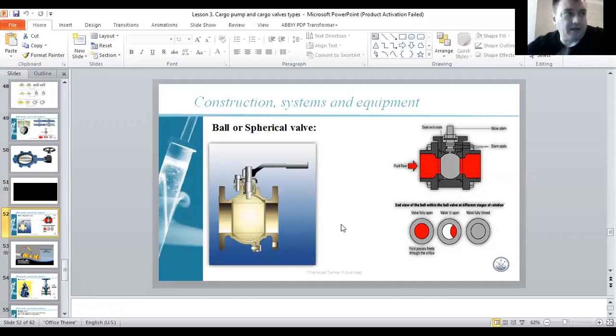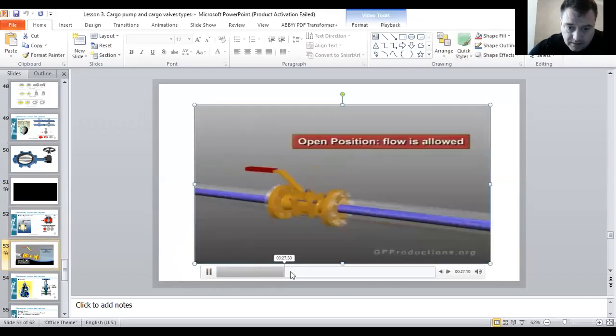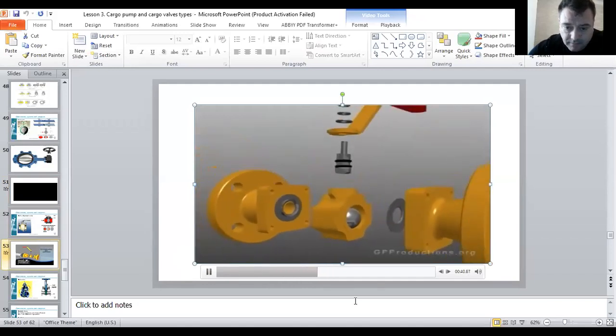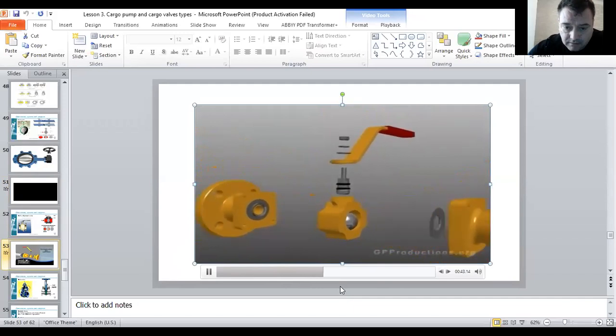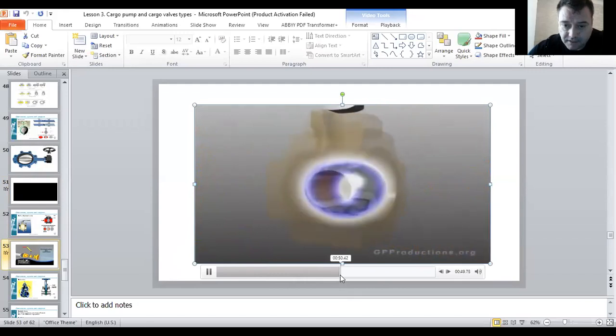This one you can find in any shop, thousands. You can see how it works. You just handle open, handle close. That is a ball. And let's see again a short video. I will just speed up. Sphere and ball.